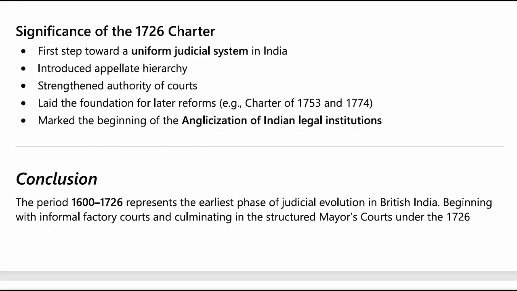What was the significance of this 1726 Charter? First step towards uniformity or uniform judicial system in India. It introduced appeals or appellate hierarchy, that is, from the mayor's court to the governor in council, and further appeals lay to the king in council or privy council in England. It strengthened the authority of the courts. Also, it led to later reforms of 1753 and 1774. It marked the beginning of the Anglicization of Indian legal institutions, that is, English laws were introduced.